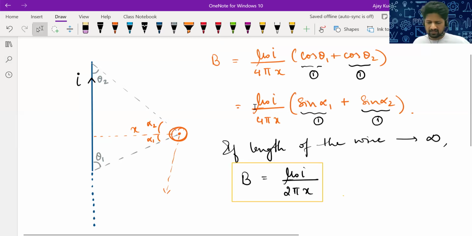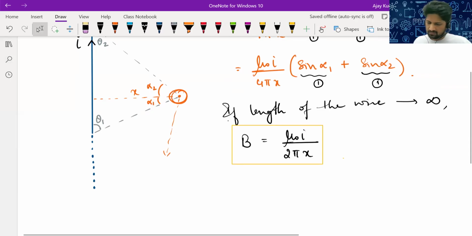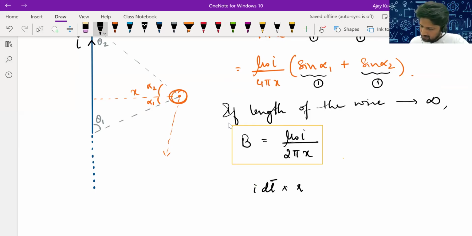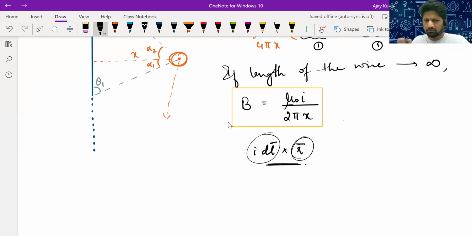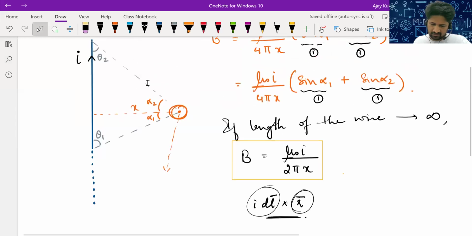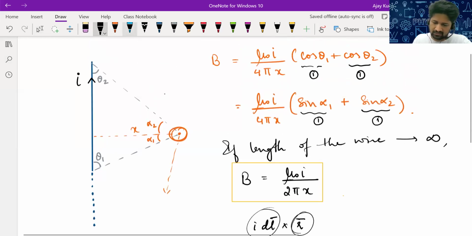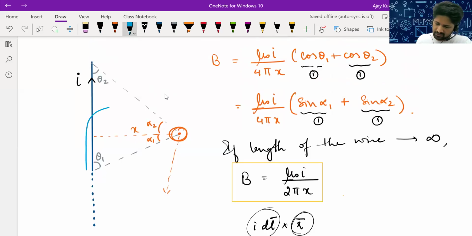And direction, you just have to use the right hand thumb rule. There is another way also to find out the direction. I mean, how we are using the right hand thumb rule is we are finding out the direction of I dl cross r by placing our right hand fingers along I dl and curling them in the direction of r. It will work. Like in this case itself, current is flowing upward, point is on the right side. So place your right hand fingers this way and then curl them this way. You will see that the thumb will be pointing into the screen. So at this point, the magnetic field is produced into the screen.